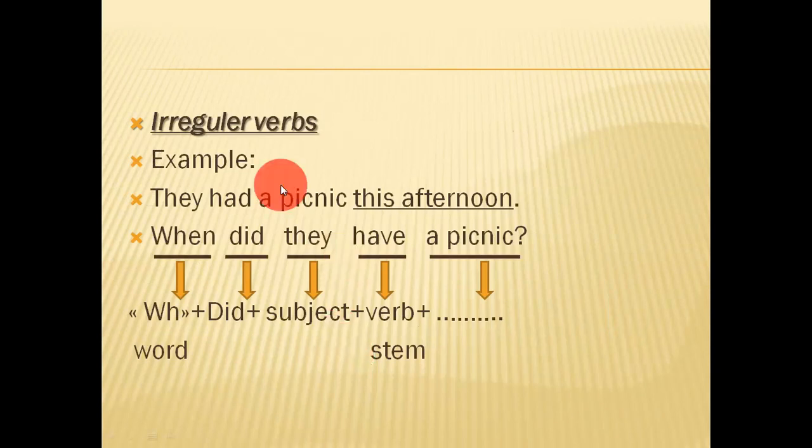For irregular verbs now. They had a picnic this afternoon. I'm going to ask about this afternoon, so I use when. When did they have a picnic? When is the WH word, did, they is the subject, have is the verb stem, and a picnic is the rest of the sentence. Look, had is the past simple, and here it is the verb stem.